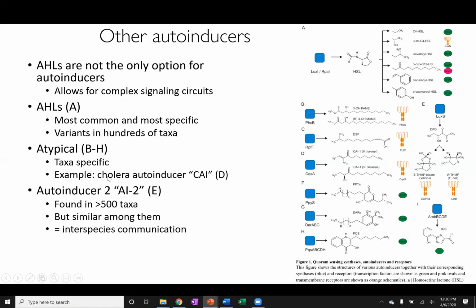And then we have autoinducer 2, or the AI2, which is going to be in E over here. This is something that's very similar. It's found in greater than 500 taxa. And this is sort of a more broad, not really broad spectrum, but sort of broad acting type of autoinducer that allows communication from within as well as between species.